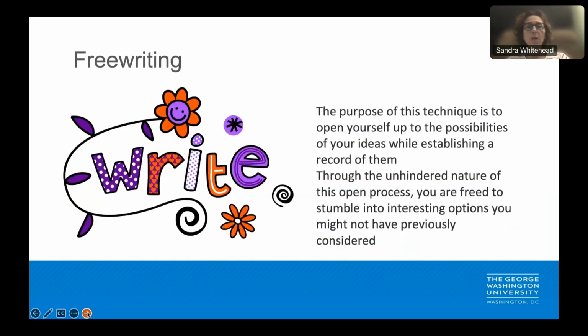The purpose of this is to make you feel open, right? Just to work a different part of your brain than the part that sits and tries to come up with an idea. It can also work to change your scenery and come back. So think about this sort of free writing as the unhindered nature of the open process, right?